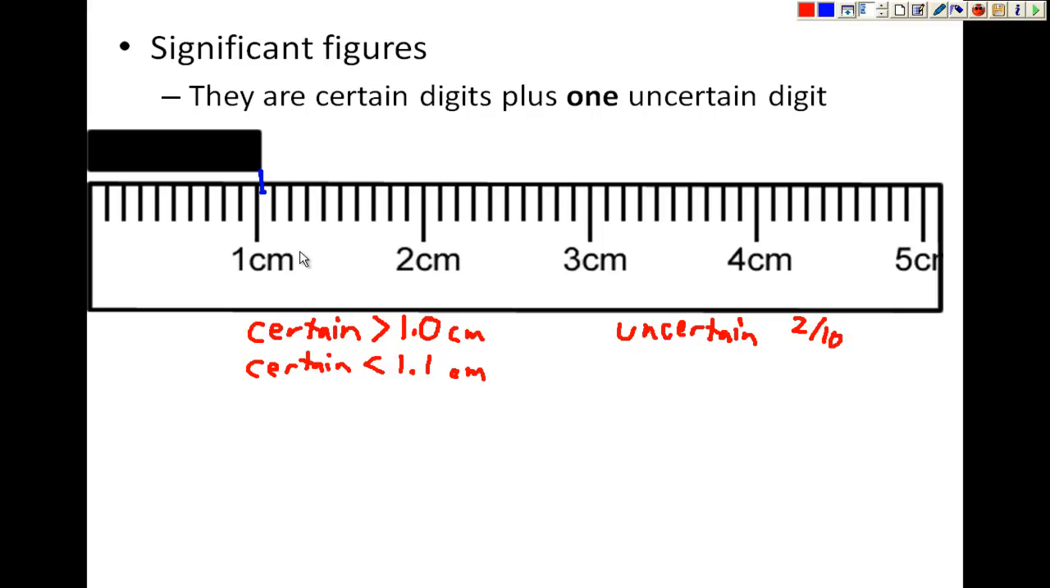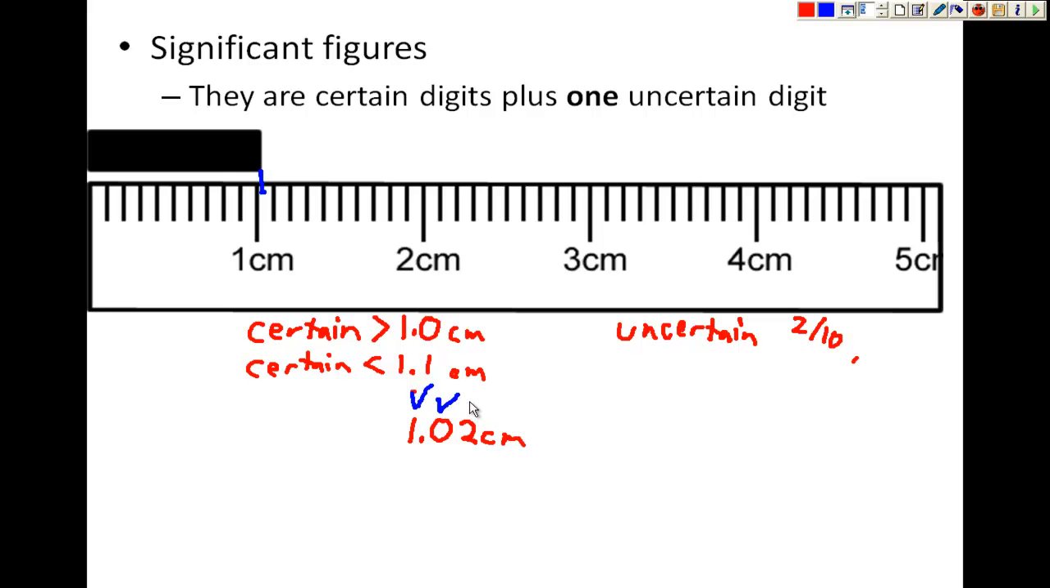But what we can say is this last digit, this last number right here, we're definitely uncertain about it. But we're certain it's greater than 1.0 and less than 1.1. So we take all of our certain numbers: it's greater than 1.0, less than 1.1, so it's going to be 1.0. And we take one uncertain digit. Here's the uncertain digit that I took right here. So I'm going to say it's 1.02 centimeters long.